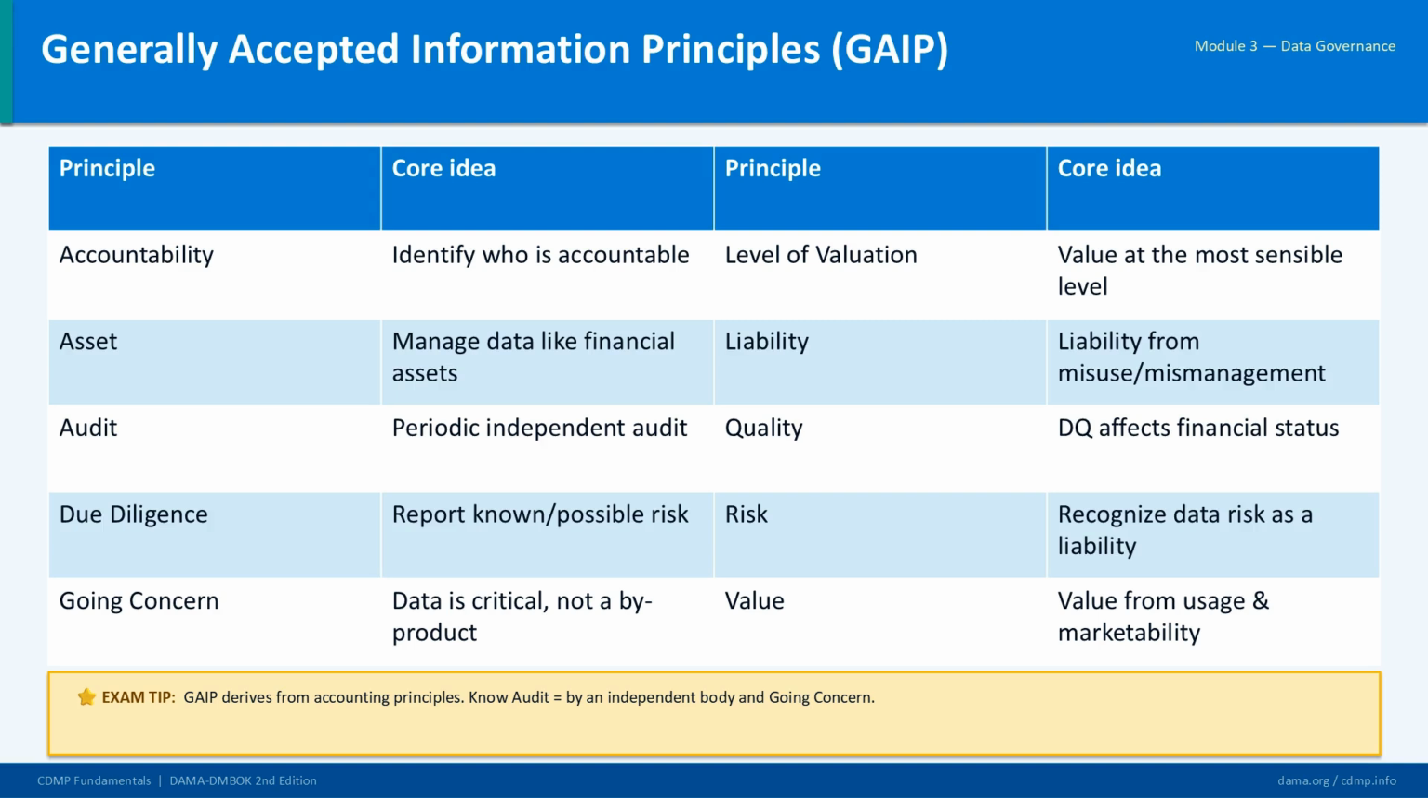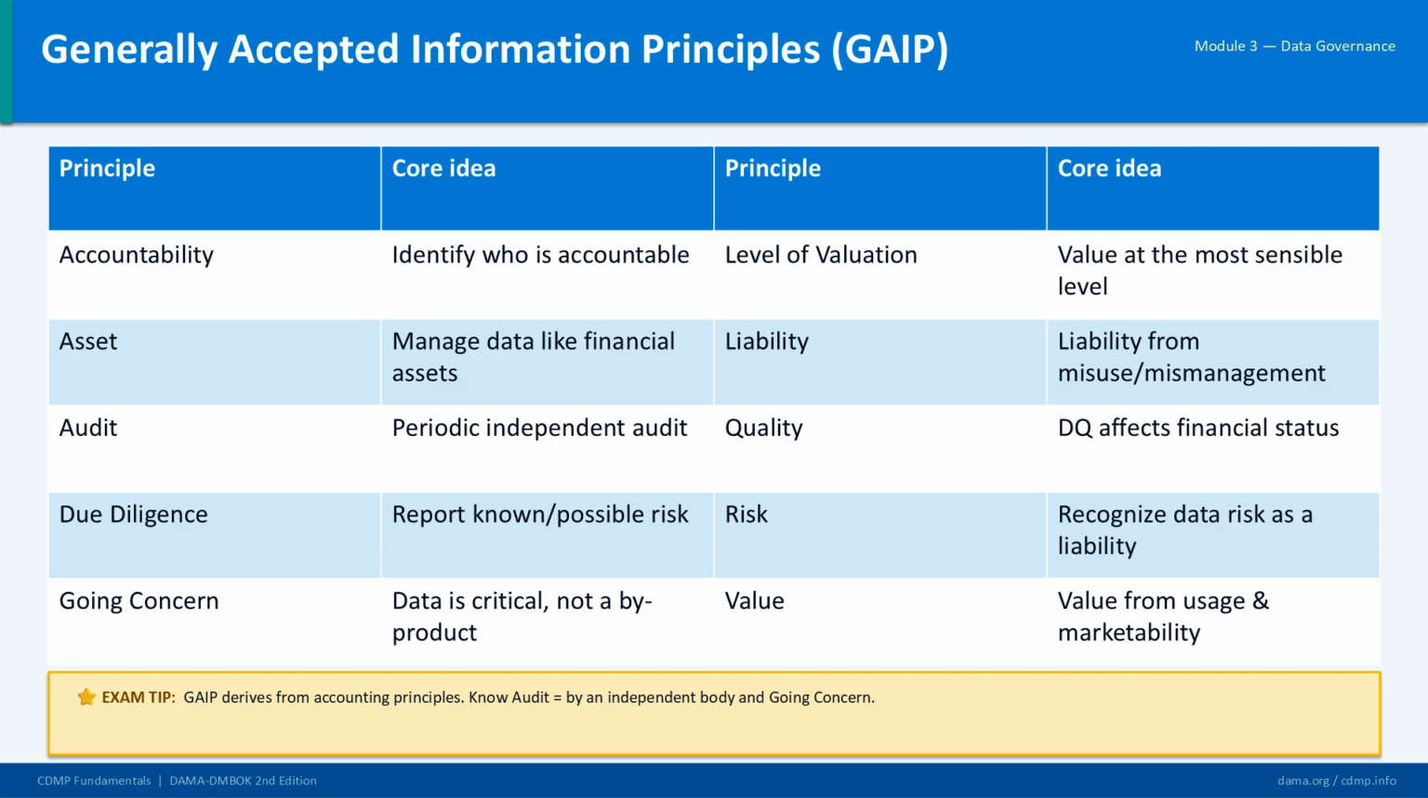GAIP, the Generally Accepted Information Principles, is deliberately modeled on generally accepted accounting principles, the idea being that we should treat information with the same rigor accountants treat money. There are 10 principles. Accountability: identify who's ultimately accountable. Asset: manage data like a financial asset. Audit: accuracy should be subject to periodic audit by an independent body.